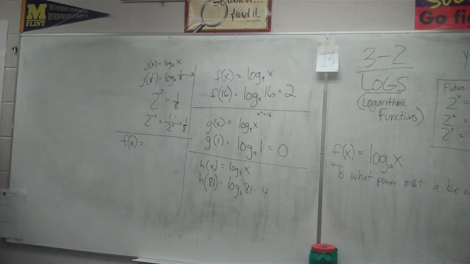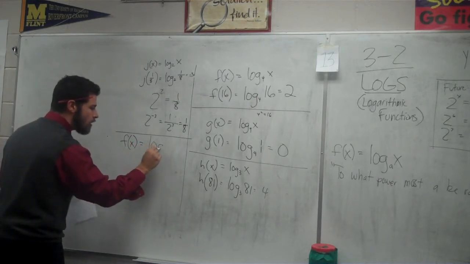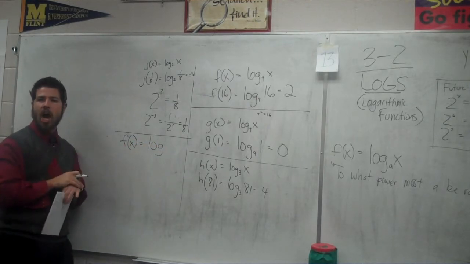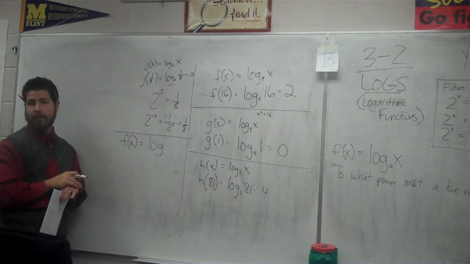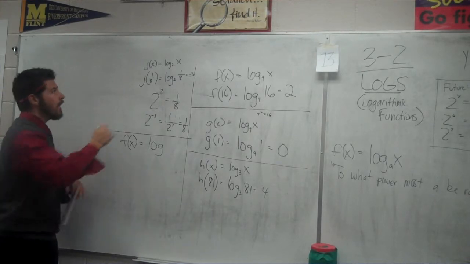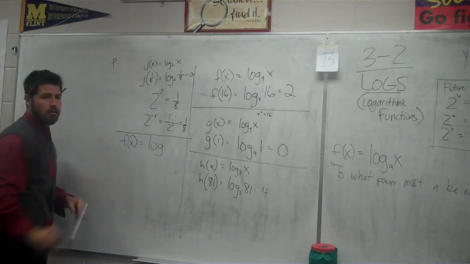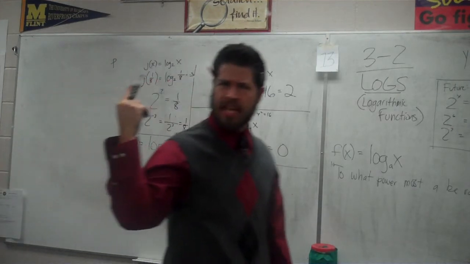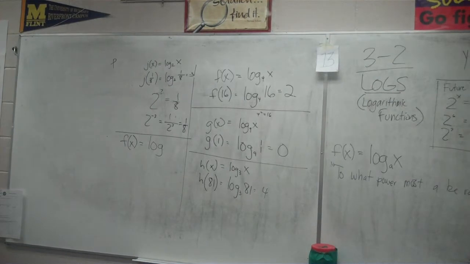Because if I do second log, it's 10 to the x power, right? So f of x, sometimes what we can do is just leave the 10 off. If I just say log of x, it is log automatically base 10. Like if I say p, what is in front of that p? 1. Automatically, all the time.